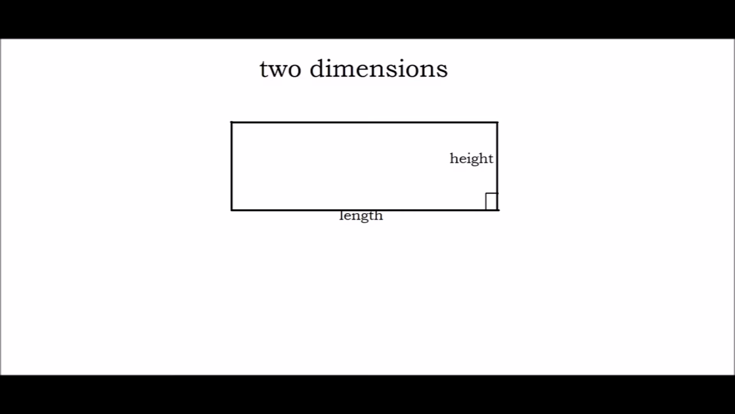This is a line. A line can only be measured by one thing, by its length. Therefore, it is a one-dimensional thing. Now, if we add another line in here, which forms 90 degrees with the length, we can call it the height, and we can make a complete rectangle out of it. Therefore, a rectangle is a two-dimensional shape because it has two dimensions, length and height.